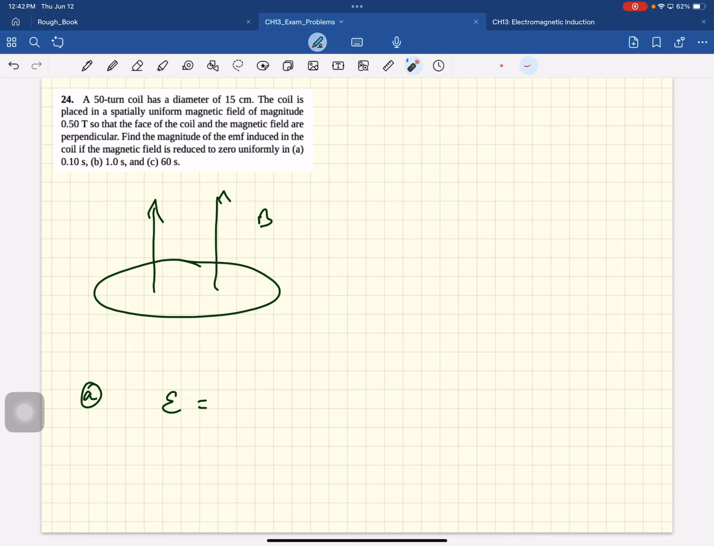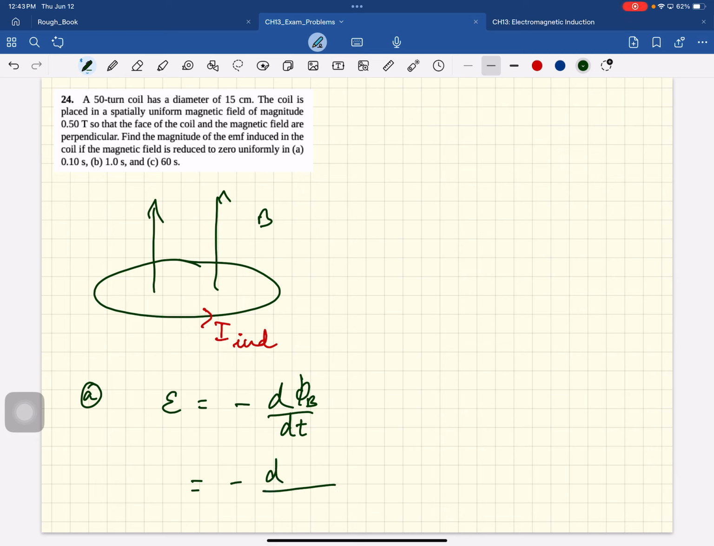So the magnetic field is decreasing. The induced current should be such that it's opposing it. It wants to produce a magnetic field in that direction, and it'll be in this direction. So the induced current will be in that direction. So the electric field is in that direction. This is Lenz's law. This is Faraday's law.